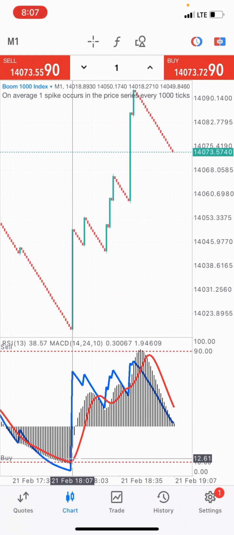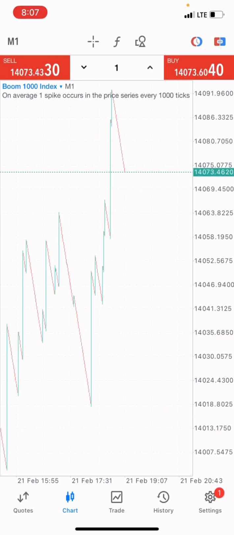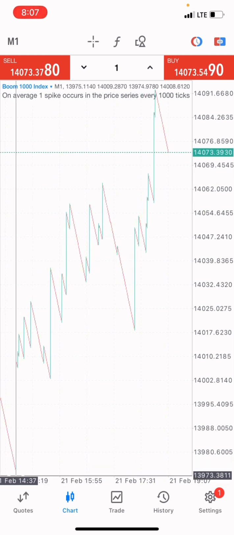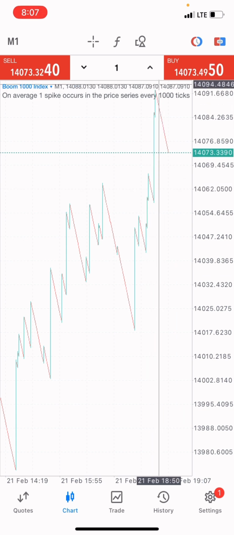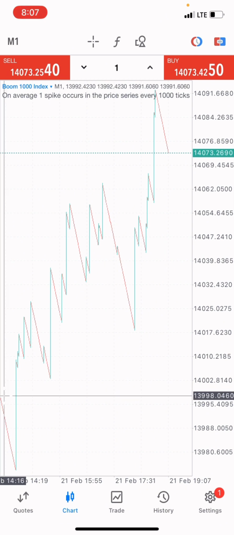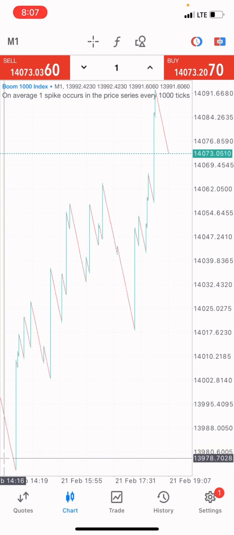Now if I remove the setup right here, so that you can see, if you zoom out, you'll think that this is the oversold and this is the overbought, right? But when you use the indicators, you're able to see that price has gotten to the level of 10. All right, so we're expecting a buy on the Boom market. That's what we're seeing right here.